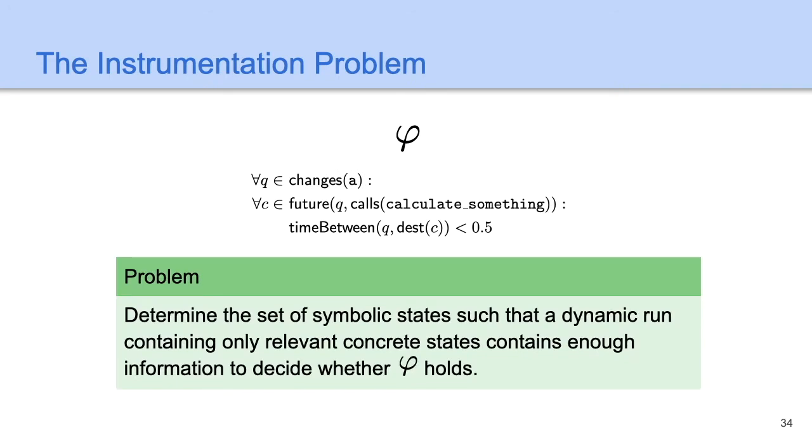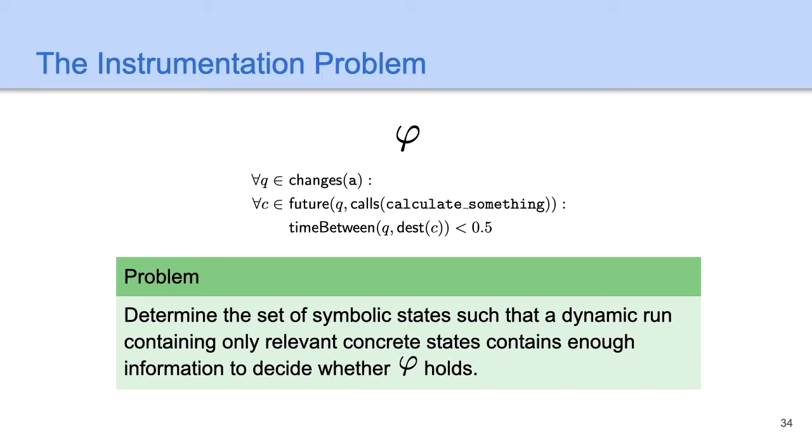First, we need to define the instrumentation problem formally. To do this, we first take an example CFTL formula, because instrumentation takes place with respect to one of these, and then we say that the instrumentation problem involves determining the set of symbolic states such that a dynamic run containing only relevant concrete states with respect to those symbolic states contains enough information to decide whether the CFTL formula holds. This is just a slightly more formal expression of the notion that we discussed in the previous slide. So ultimately, we have to completely remove from the dynamic run in question any concrete states that correspond to symbolic states that instrumentation determined were not useful with respect to our formula.